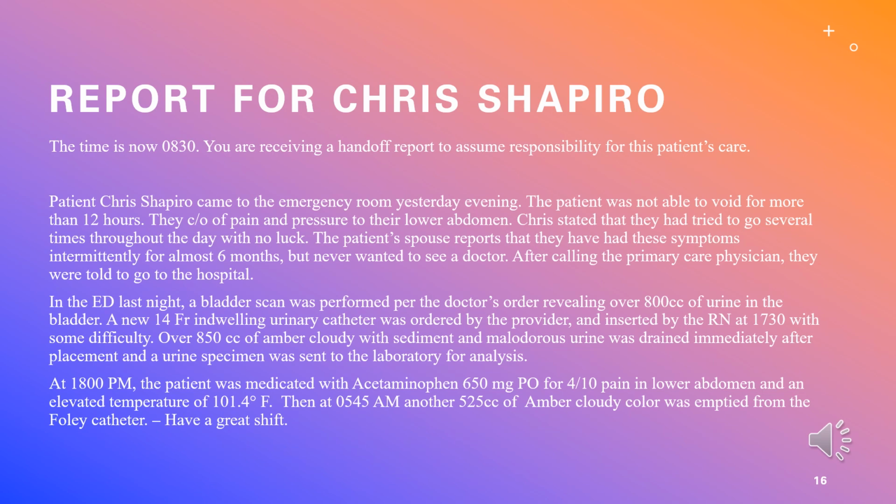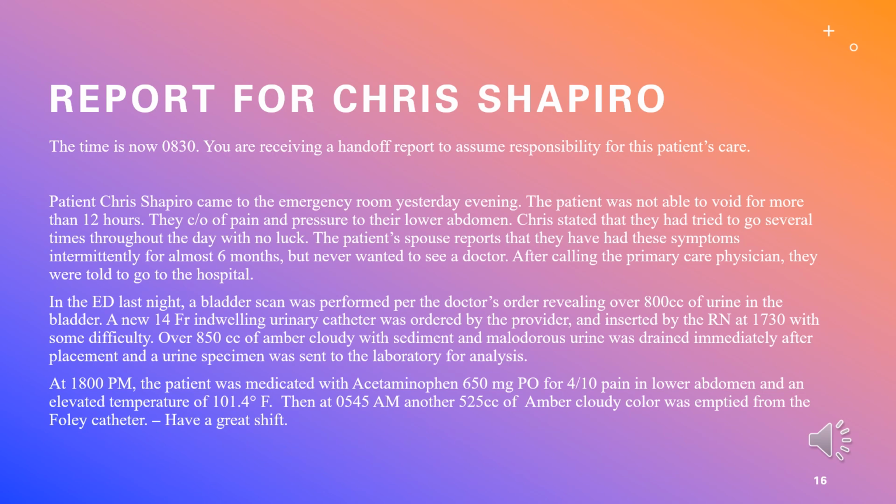The patient's spouse reports that they have had these symptoms intermittently for almost 6 months, but never wanted to see a doctor. After calling the primary care physician, they were told to go to the hospital. In the emergency department last night, a bladder scan was performed per the doctor's order, revealing over 800 cc's of urine in the bladder. A new 14 French indwelling urinary catheter was ordered by the provider and inserted by the RN at 17:30 with some difficulty.